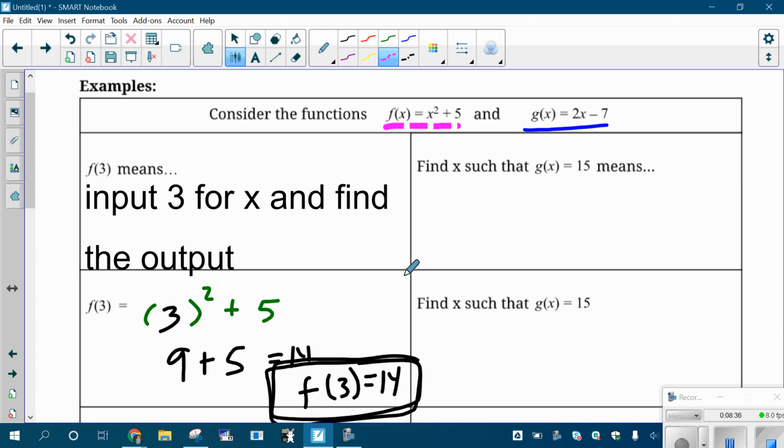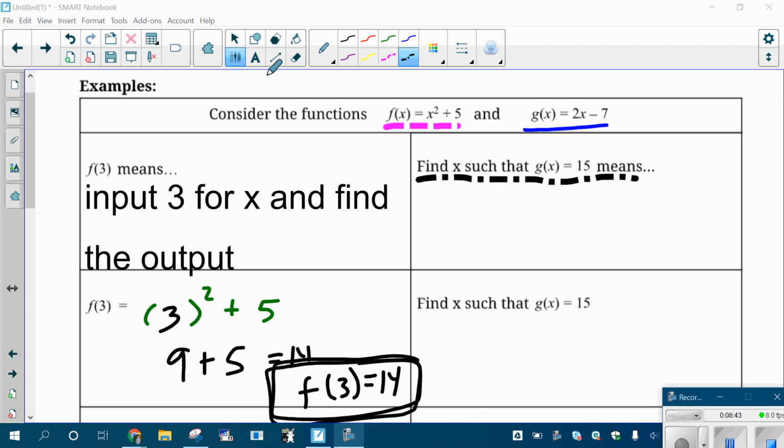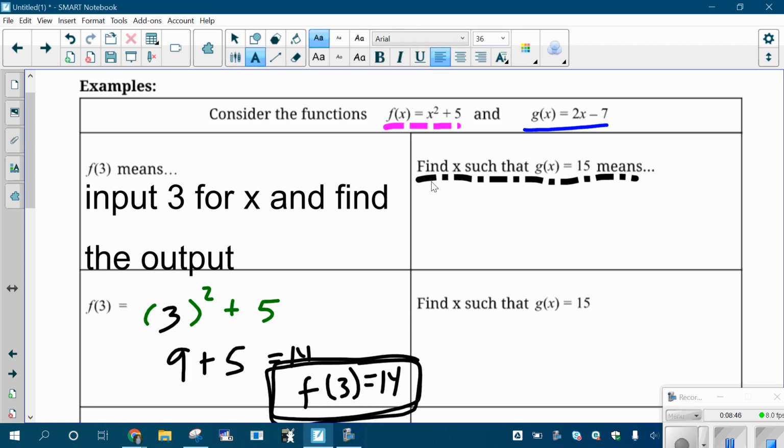The other question I will ask you a lot is something like this. Okay, so take a second, look at that. It's kind of the reverse question. It's saying, hey, find the x such that the output is 15.